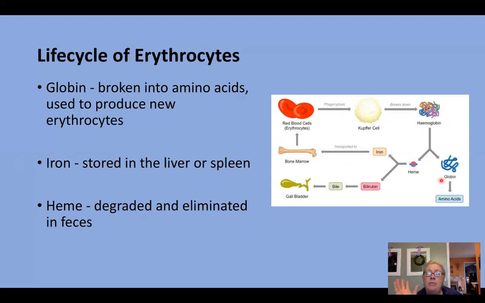The heme, there's a longer process that goes on here, but this is going to be very interesting, I promise. Okay, so the heme is a pigment. So the heme goes and is converted to a substance called bilirubin.